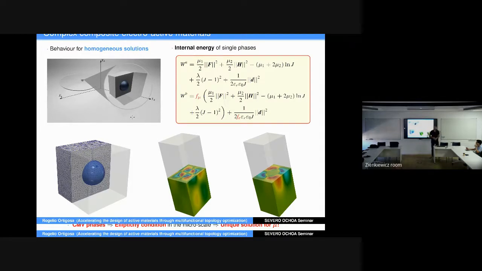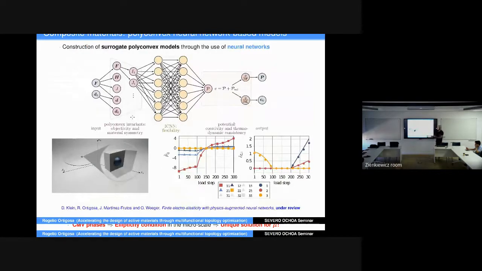The bad news, though, is that in this composite and in the previous one, even though the microconstituents might be polyconvex and at the micro level the problem might be well posed, at the macro level the homogenized response might not inherit the rank-1 convexity of the micro level. But then you can create polyconvex surrogates.